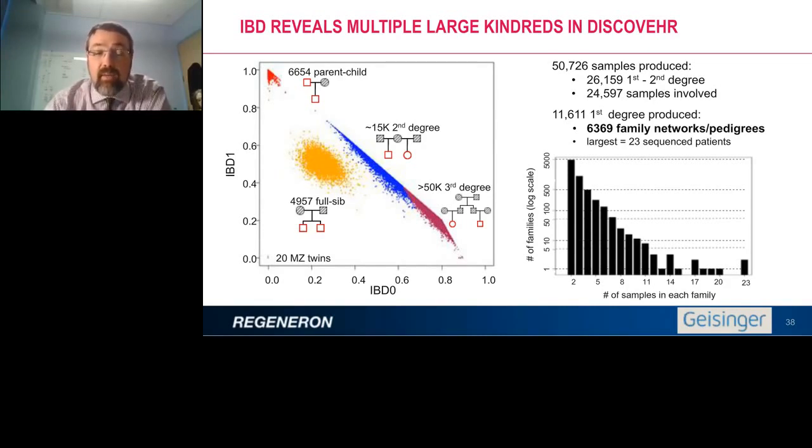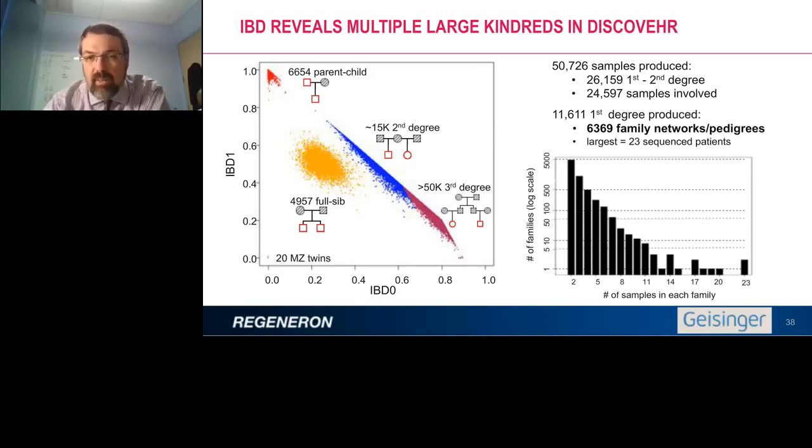And the thing that was very exciting and new to me is that this data set is incredibly related. There are an enormous number, 4,900 full sibling relationships, 6,600 parent-child relationships. Remember, each of these points is a pair of individuals. And so at the end of the day, what we found was there were over 6,000 family networks or pedigrees within the 50,000 Geisinger samples we had sequenced.